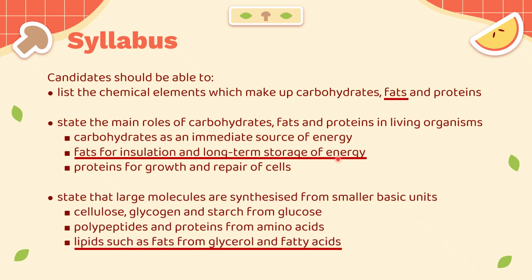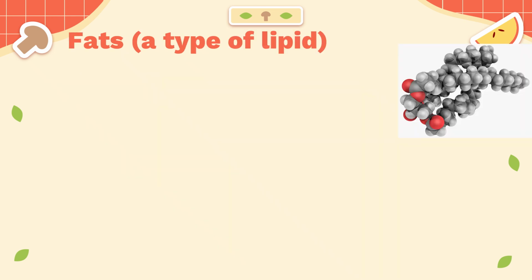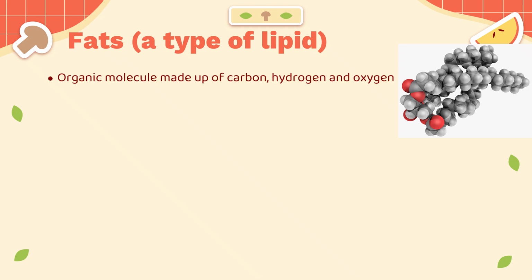And finally, you need to know that fat is a large molecule and they are made from two smaller molecules known as glycerol and fatty acids. So let's begin. Fat is a type of lipid. So they are considered organic. So it's an organic molecule and they are made out of carbon, hydrogen, and oxygen.